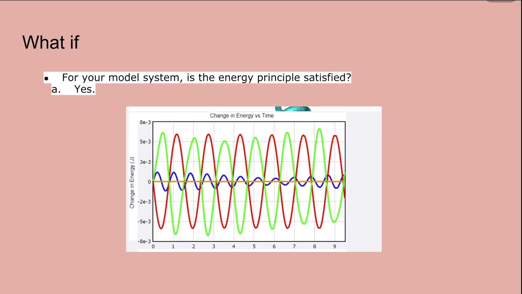So what if, for our model system, is the energy principle satisfied? Yes. And like I said before, the energy in the system has to equal the energy in the surroundings, and since there's no energy in the surroundings, the total change is 0, which is the orange line.